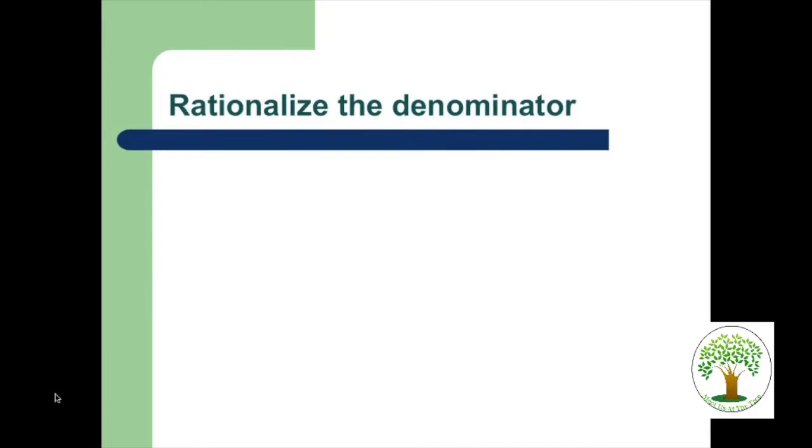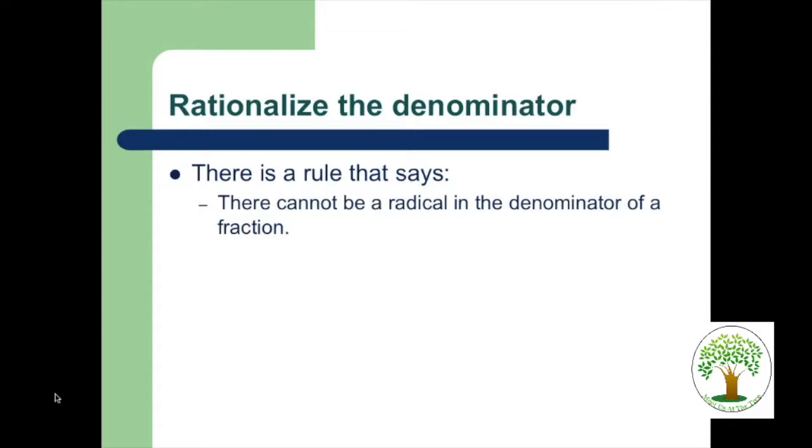We're going to move on to something that we haven't covered in this class yet. It's called rationalizing the denominator. All right, there is some rule that someone made back in the day that said there cannot be a radical in the denominator of a fraction. What does that mean? What is the denominator? The bottom part of the fraction. So if you ever had a square root of something in the bottom of a fraction, you have to move the radical up. You have to get it out of there.